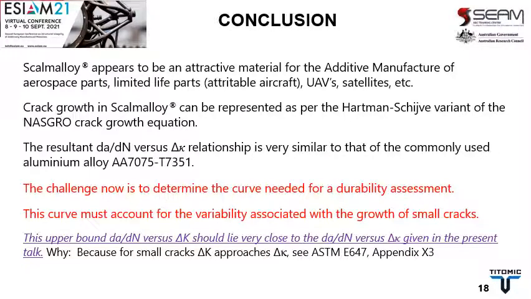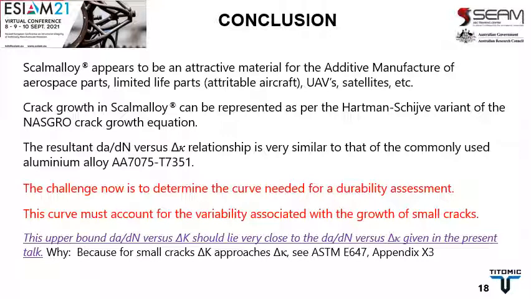Let me try to draw this talk to a close. Scalmalloy appears to be an attractive material for additive manufacture of aerospace parts, limited flight parts, actual aircraft, UAVs, satellites, space vehicles. Crack growth in Scalmalloy, we found, can be represented as per the Hartman-Schijve variant of the NASGRO crack growth equation. The resultant da/dN versus delta kappa relationship is very similar to that of the commonly used aluminium alloy 7075 T7351.